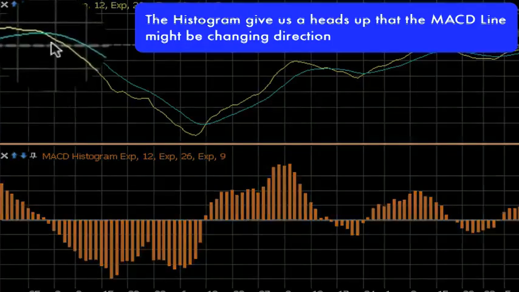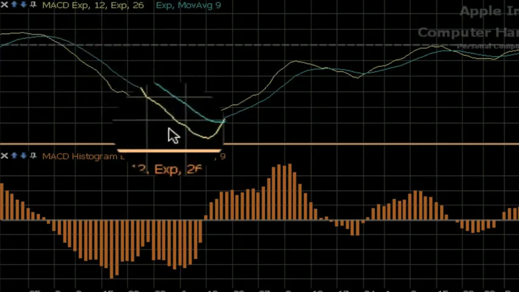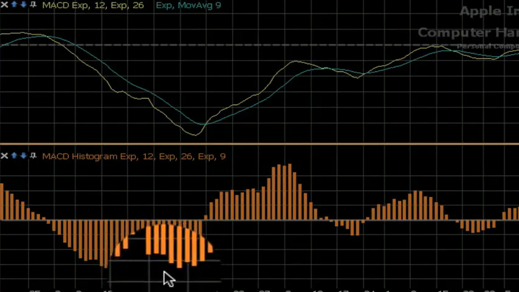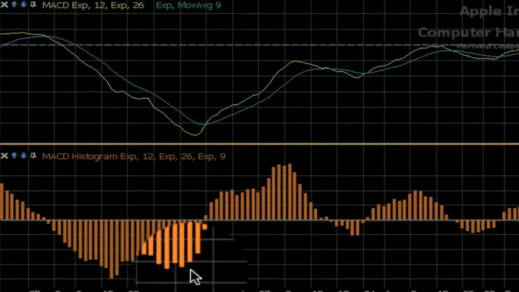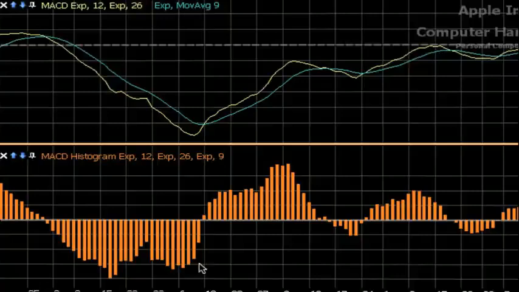For example, if you look at your MACD line here, you see that it's dropping nicely, so you would think that the momentum is still intact to the downside. But by looking at your histogram, you can see that it makes a higher low, telling us that the gap between the MACD line and the trigger line is decreasing. So if you were in a trade having a nice profit, you might consider taking some off the table because you're seeing this momentum shift.